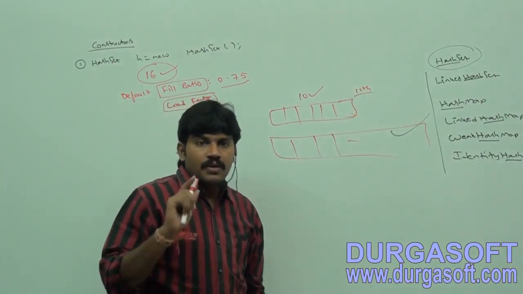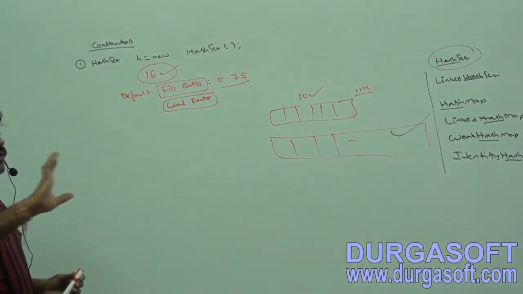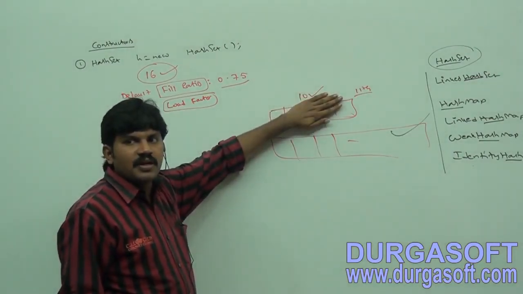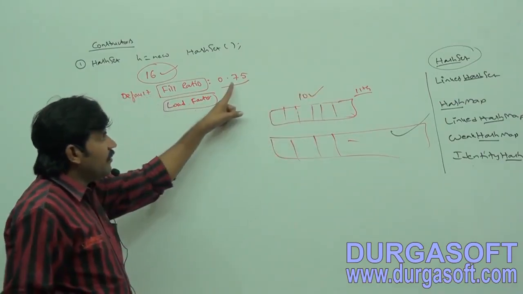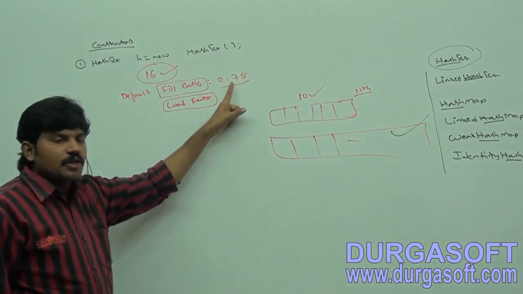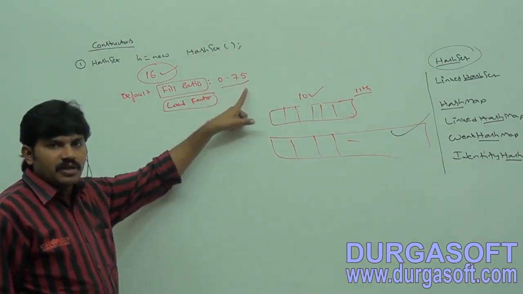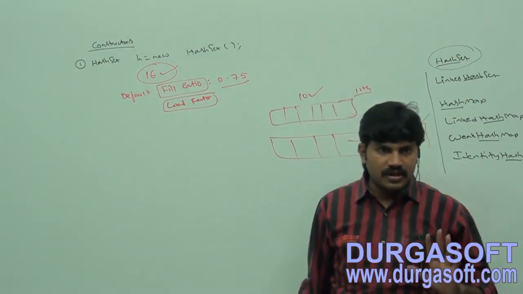But in the case of HashSet, I don't want to wait until completing 100%. After filling only a 75% ratio, can you please create a bigger object? Is it clear for all of you?